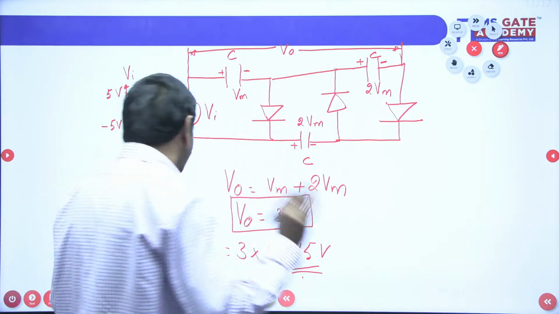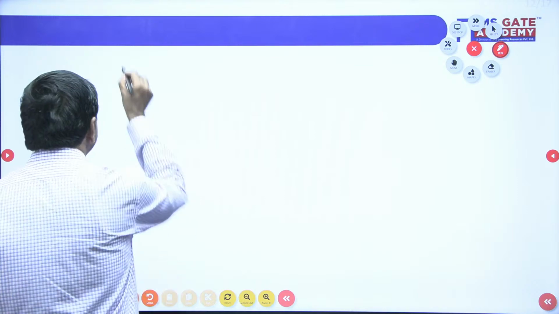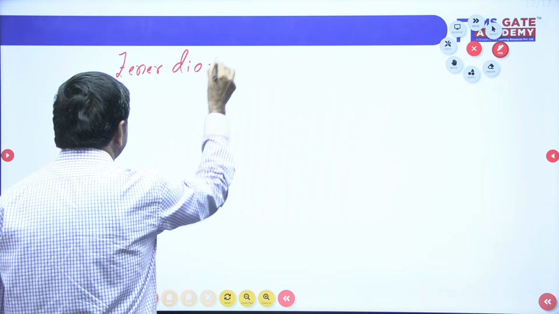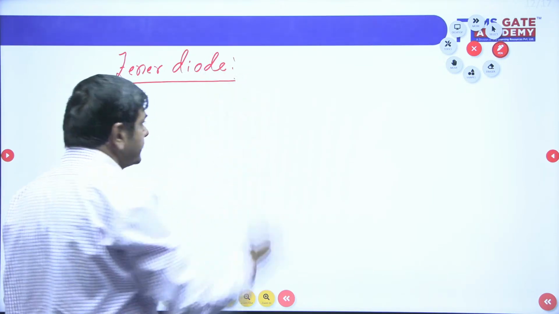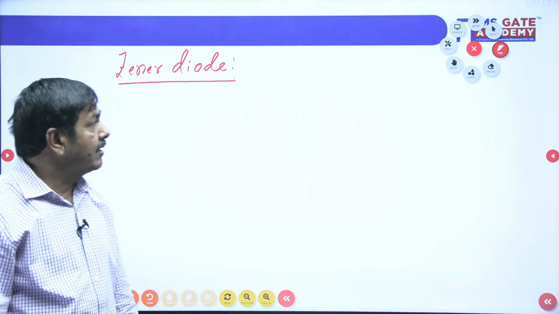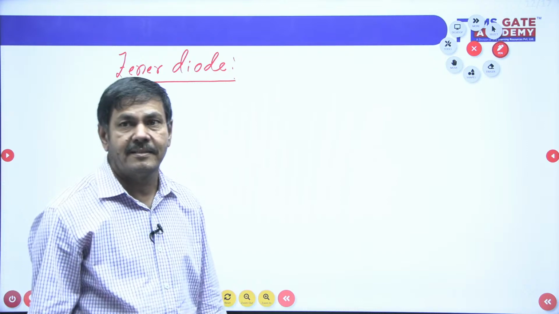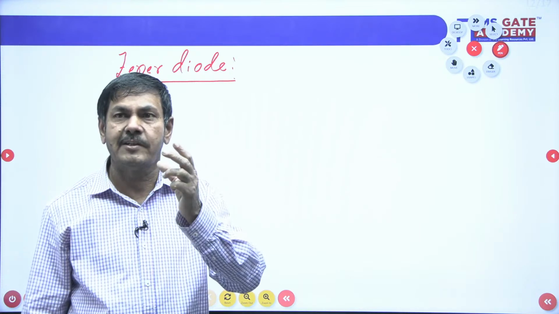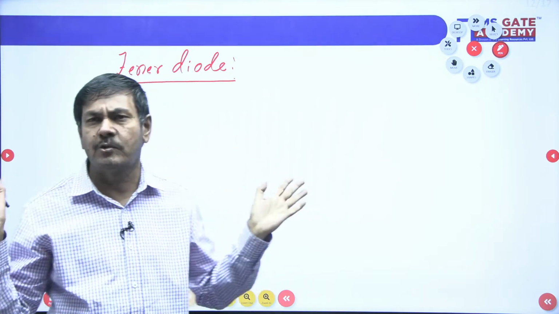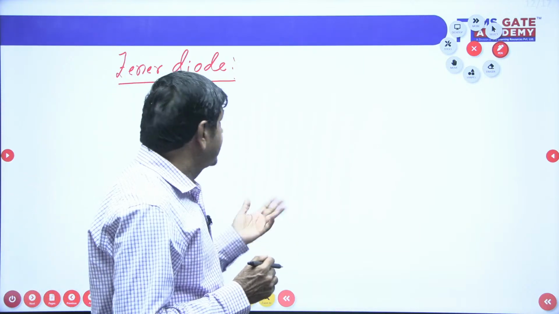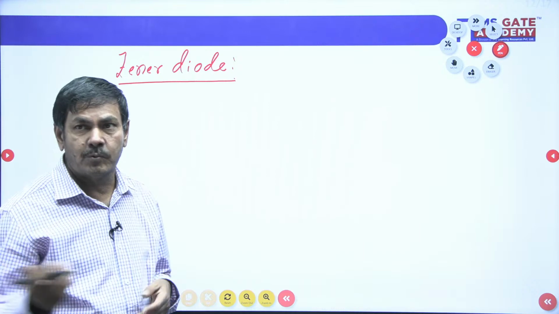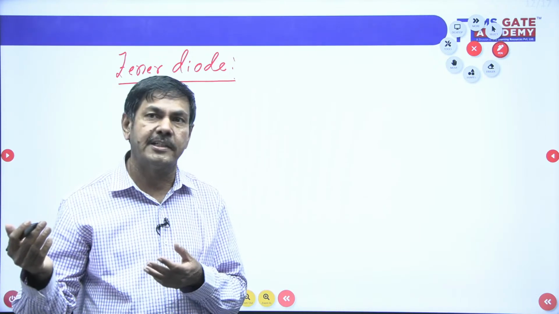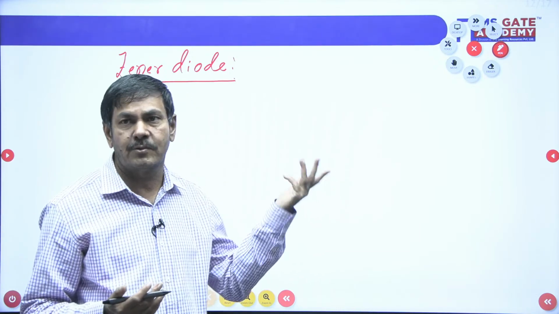Next I want to explain the Zener diode. I use Zener diodes in GATE questions also, so I will do the analysis of how it is to be done. Based upon that, you can do any problem very easily. Understand here now: the Zener diode is mostly used for the regulation of the output voltage. The input voltage is some higher potential you are giving, but the required output is lower. At that time you can use Zener diode circuits.